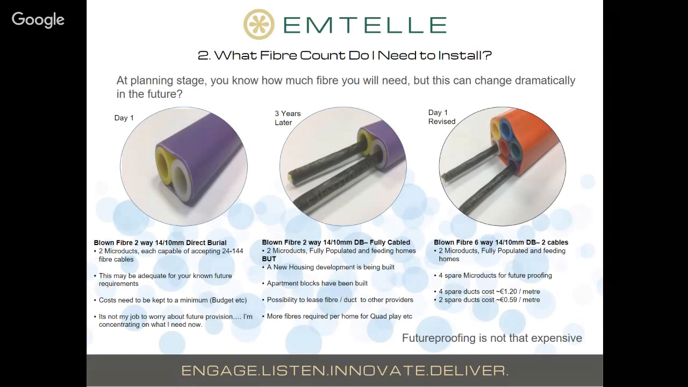That's why Emtelle recommend that you should possibly look at installing a few extra microducts in your feeder network. This can cost as little as 59 euro cents a metre to add 2 extra microducts that can give you an extra 2 times 144 fibre cable capacity, which is not a great deal in cost when you look at the cost to add additional cable by digging at 16 euros per metre.